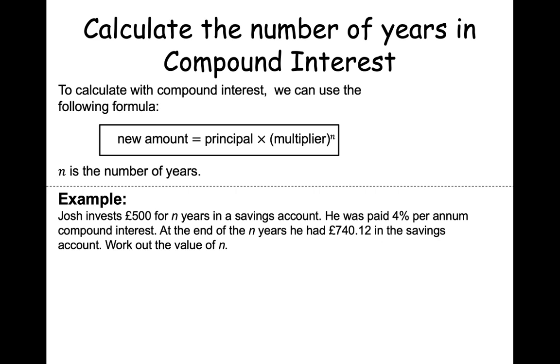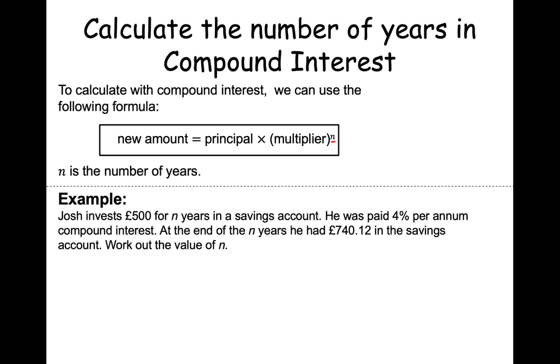So we have an example here. Josh invests £500 for n years in a savings account. He was paid 4% per annum, compound interest. At the end of n years, he had £740.12 in the savings account. Work out the value of n. So what this means is that you're not given your little n value. You're not given this value here, but you are given everything else.